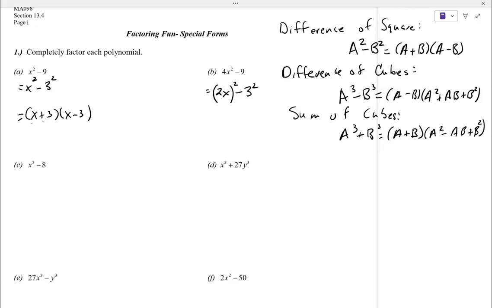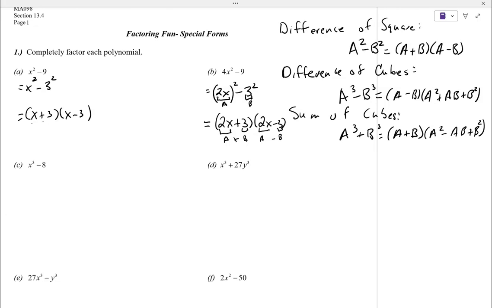So what's playing your role of A? 2x, and the b is 3. So how does this factor then? 2x plus 3 and 2x minus 3. So again, this is your A and this is your B. So this is where we have A plus B, and this is A minus B. So when you're applying one of these special forms, you need to identify your A and your B. Doesn't matter which of the special forms we have. That okay?